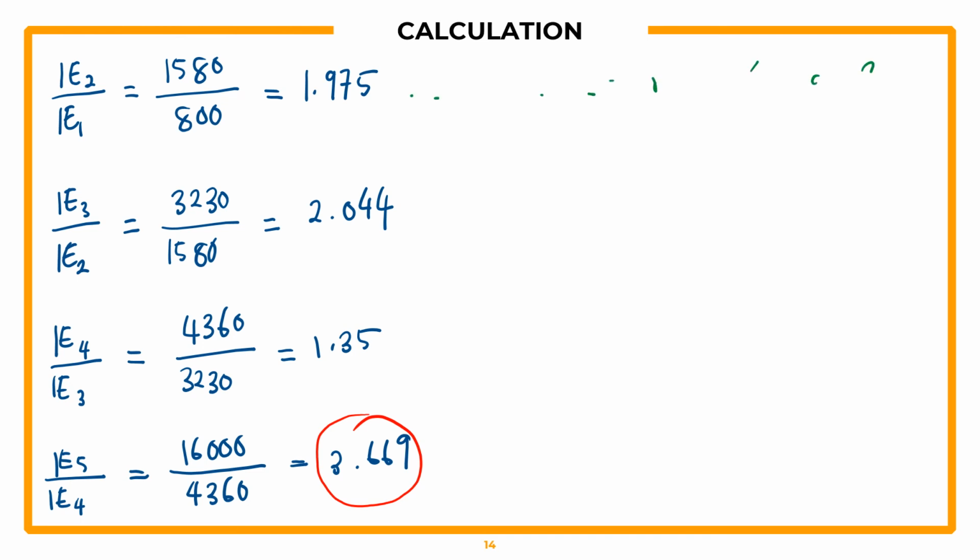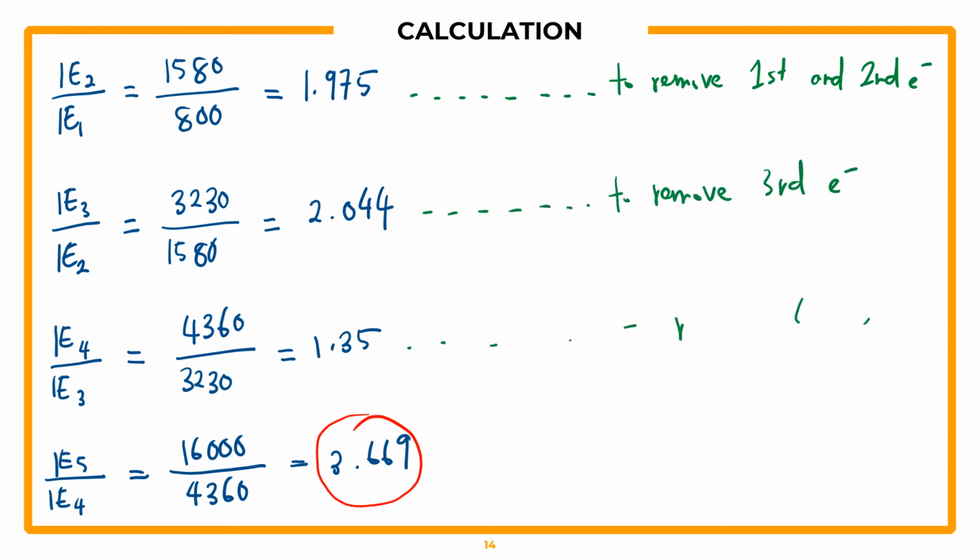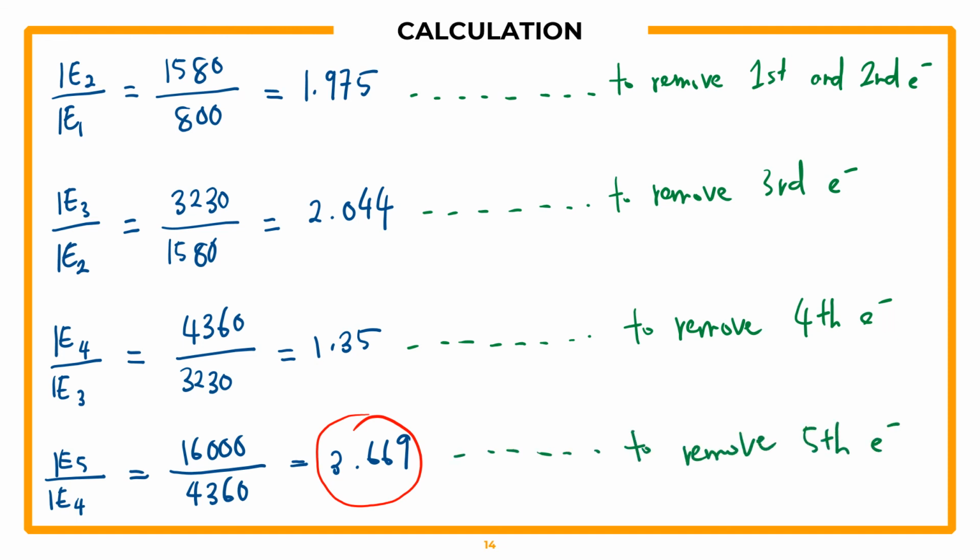And next, before that, jangan lupa labelkan dahulu. Okay, IE2 over IE1 is to remove the first and second electron. IE3 over IE2 is to remove the third electron. And lastly, IE4 over IE3 to remove the fourth electron. And lastly, IE5 over IE4 is to remove the fifth electron. Okay, selepas awak ada identify which one has the biggest IE ratio, buat bulat. And lagi satu, buatlah garisan on top of it.